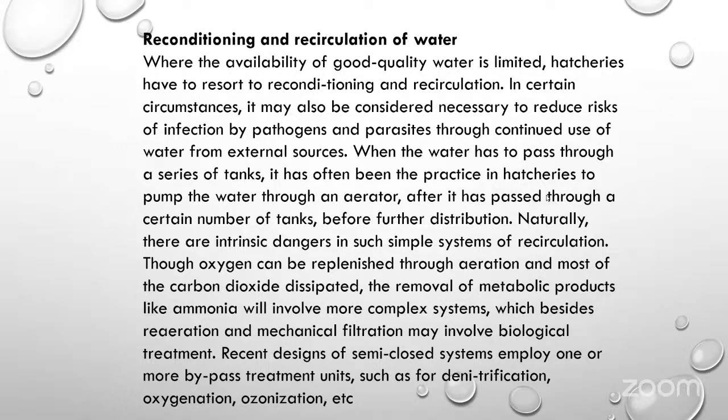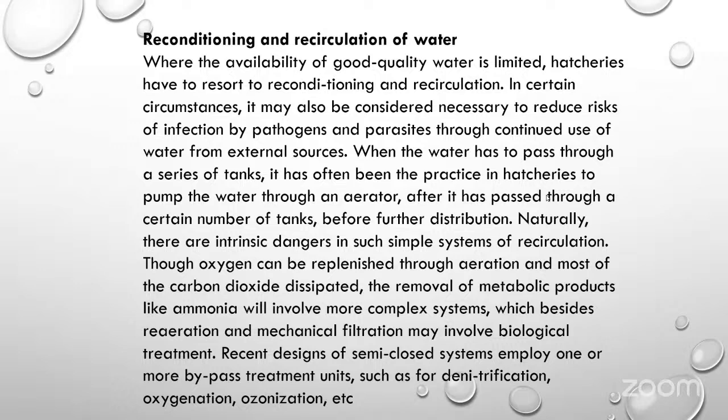Then reconditioning and recirculation of water. Where the availability of good quality water is limited, hatcheries have to resort to reconditioning and recirculation. In certain circumstances, it may also be considered necessary to reduce risks of infection by pathogens and parasites through continued use of water from external sources. When the water has to pass through a series of tanks, it has often been the practice in hatcheries to pump the water through an aerator after it has passed through a certain number of tanks before further distribution.